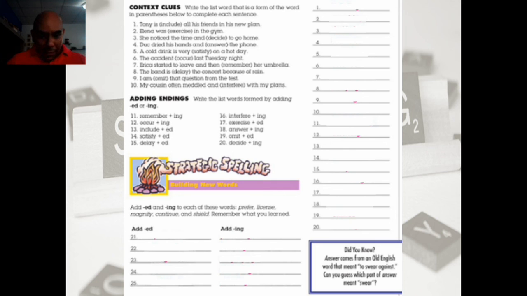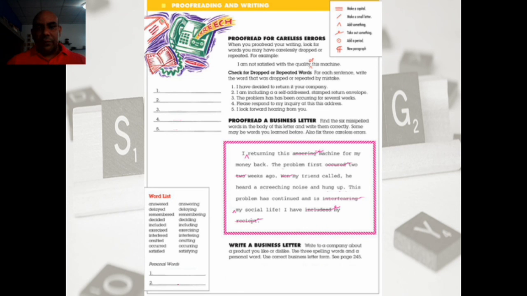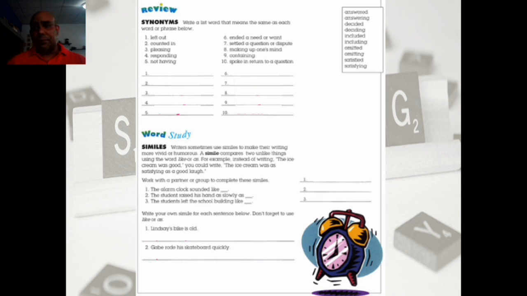Prefer, license, so you have to add the ed form and the ing form of each one. Remember to use the rules, and also you can check the chart that I put here in the class. As always, the proofreading, that's something that you have to do. And at the end, you're going to talk about synonyms. Remember that in the other part of the video, on lesson number 4, you talked about antonyms. Well, now you're going to talk about synonyms.